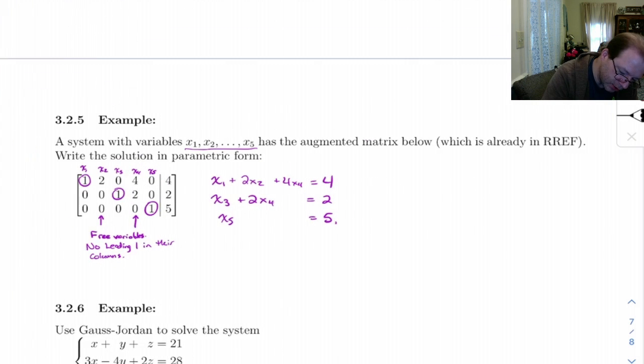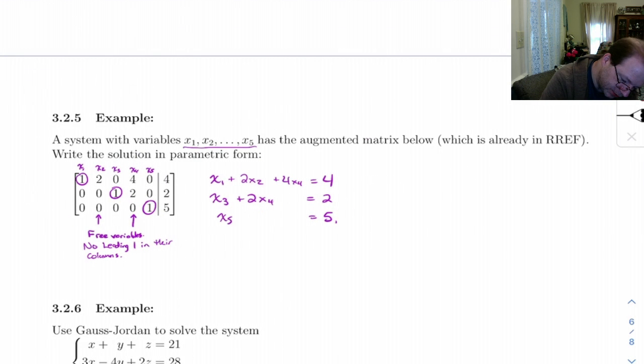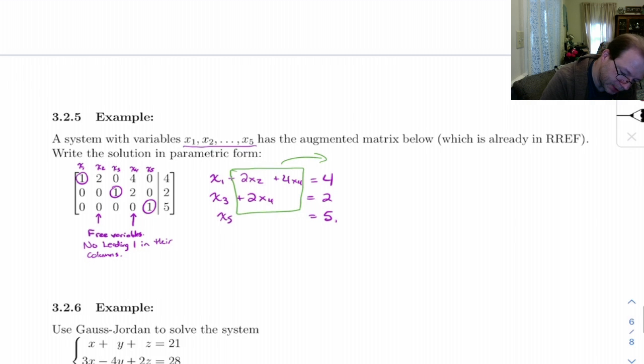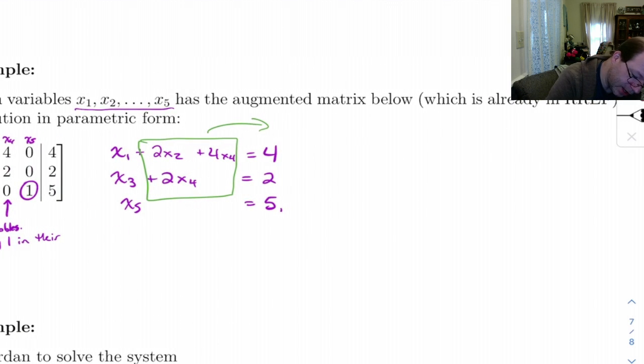Now what I'm going to do is take all of these things over here with the x2s and the x4s, all of those I'm going to push over to the other side. So I'm going to rewrite this as x1 equals 4 minus 2x2 minus 4x4.